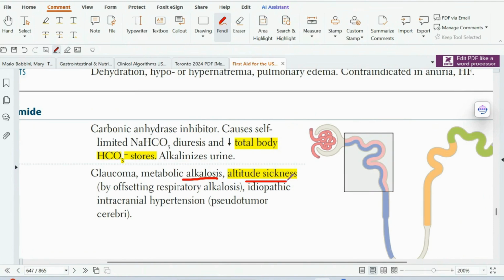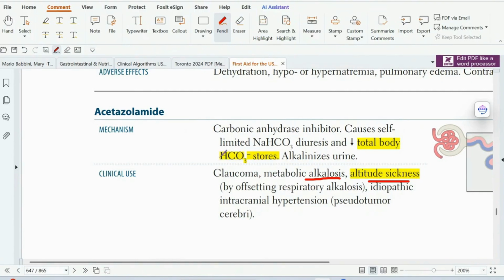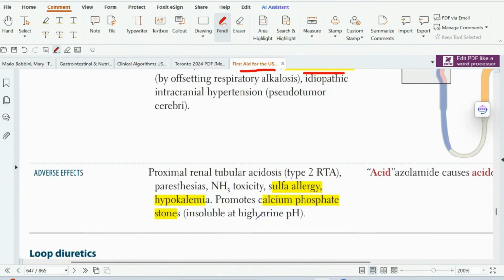You're breathing out a lot of CO2 when you go up. In altitude, you breathe out a lot of CO2, and you're getting alkalotic because you have respiratory alkalosis. How does acetazolamide help? It excretes all the bicarbonate. But it leads you to have renal tubular acidosis, or just metabolic acidosis. Just remember that: metabolic acidosis.